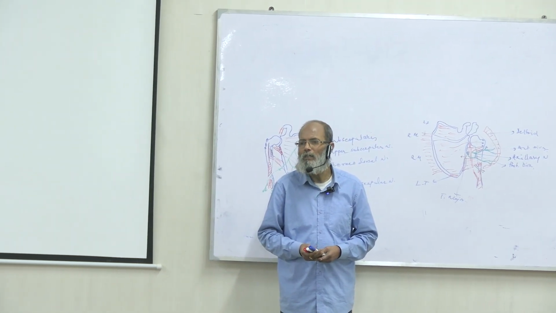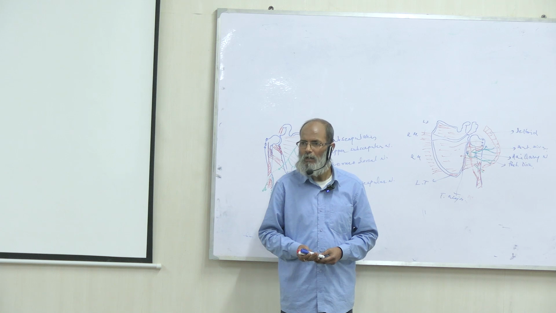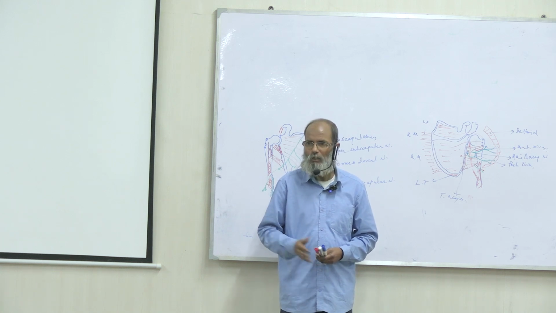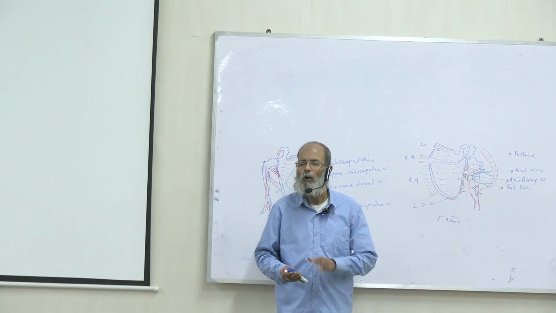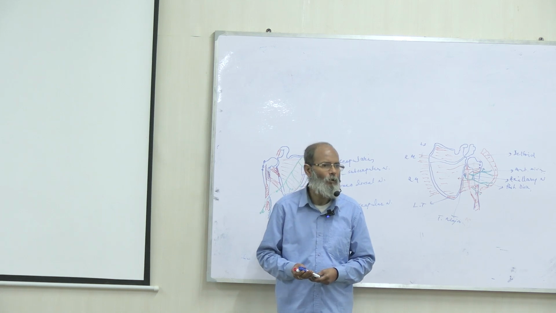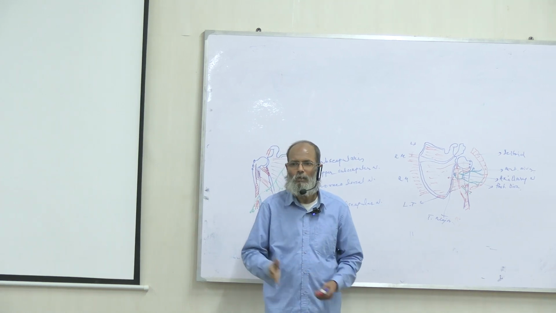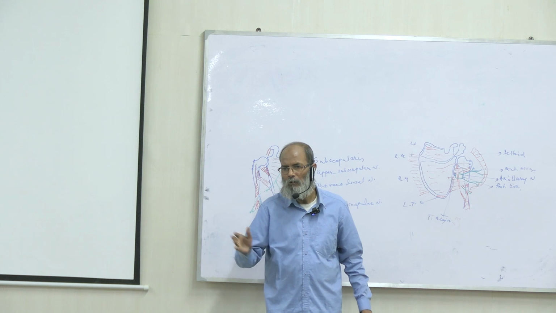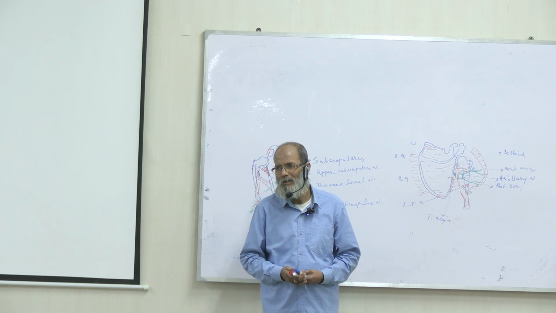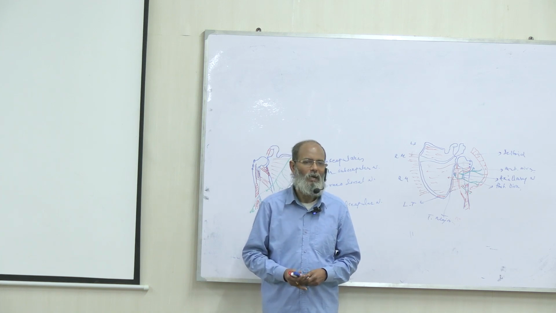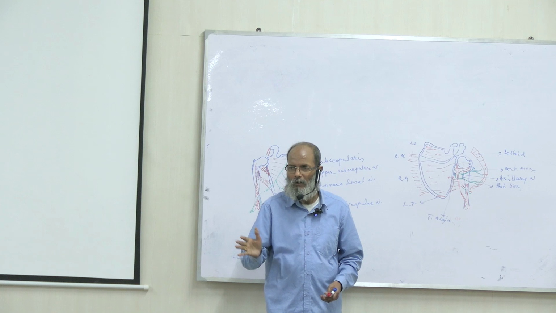All the extensor muscles except the brachioradialis, anconeus and extensor carpi radialis brevis, except these three muscles, all the extensor muscles in the posterior compartment of the forearm are supplied by the posterior interosseous nerve. All right, the posterior interosseous nerve supplies all the muscles except the brachioradialis, extensor carpi radialis longus and the anconeus. Okay, compartment wise I have shown the branches of the radial nerve and ulnar nerve, right?